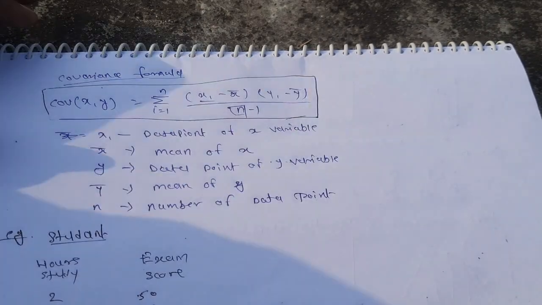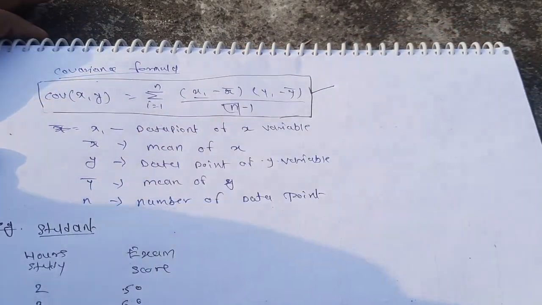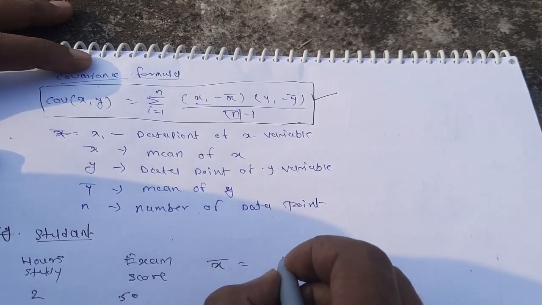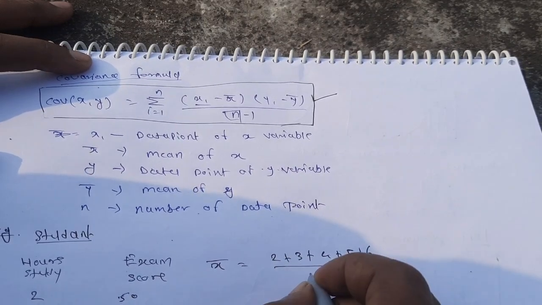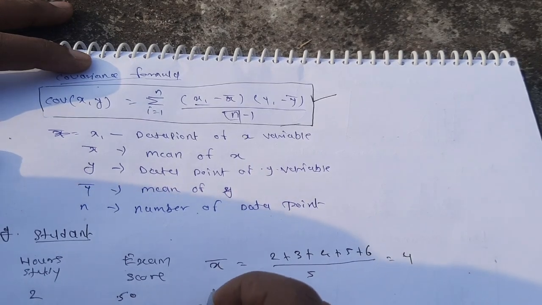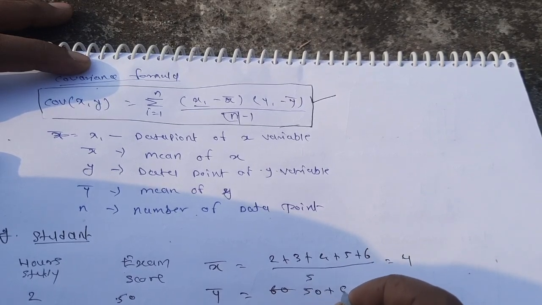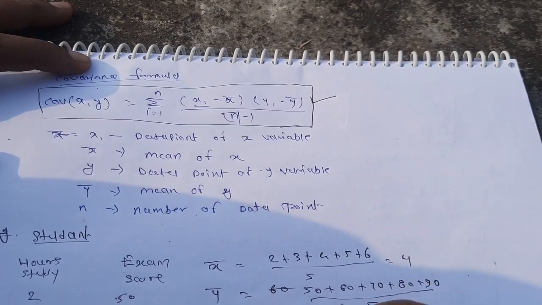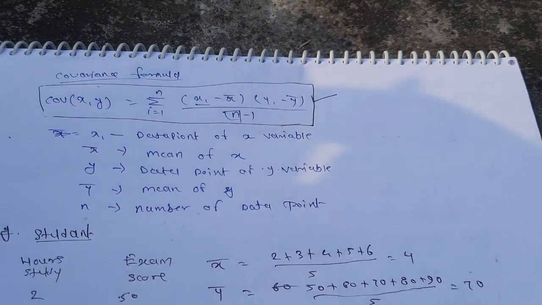We start with the formula. First, find the mean of x: 2 plus 3 plus 4 plus 5 plus 6 divided by 5 is 4. And the mean of y is 50 plus 60 plus 70 plus 80 plus 90 divided by 5, which is 70.